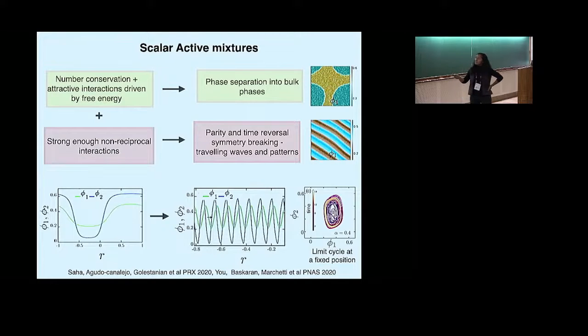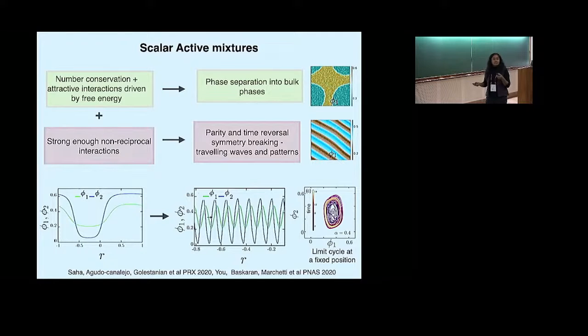Now, if you take a cut through the density profile when the systems are separated into bulk phases, then you see that the phase-separated domains are located at the same places. The domains collocate. Now, if you take a cut through this traveling wave, then you can see that the domains now have a finite phase difference between them, a sign of broken parity.